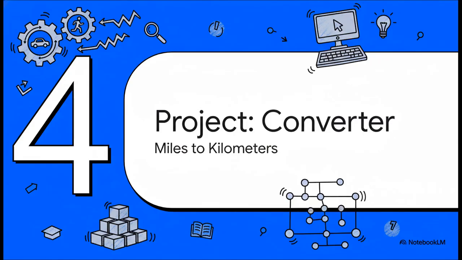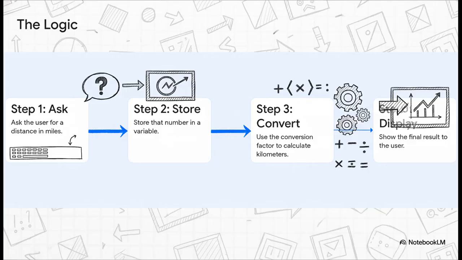All right, theory time is over. Let's put these building blocks together and create something real. A simple converter that takes a distance in miles and tells you exactly what it is in kilometers. You know, the most important part of coding is thinking through the logic first. What's our plan? It's a simple 4-step process. First, we'll ask the user for a number. Second, we'll store that number in one of our variable boxes. Third, we'll do the math to convert it. And finally, we'll show the result back to the user.